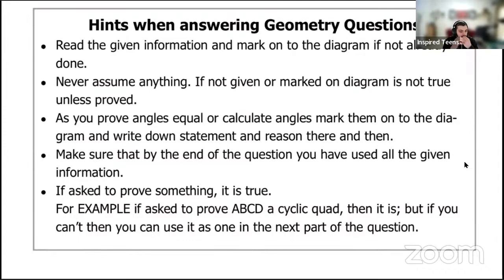And also, if you cannot prove it, then you should use it as one automatically in the next question. Assume that you have proven it and you can use the rules of whatever you've proven. So for example, ABCD is a cyclic quad. You haven't proved it in question 5, but in question 6, you can use it and assume that you have proved it and use ABCD as a cyclic quadrilateral.